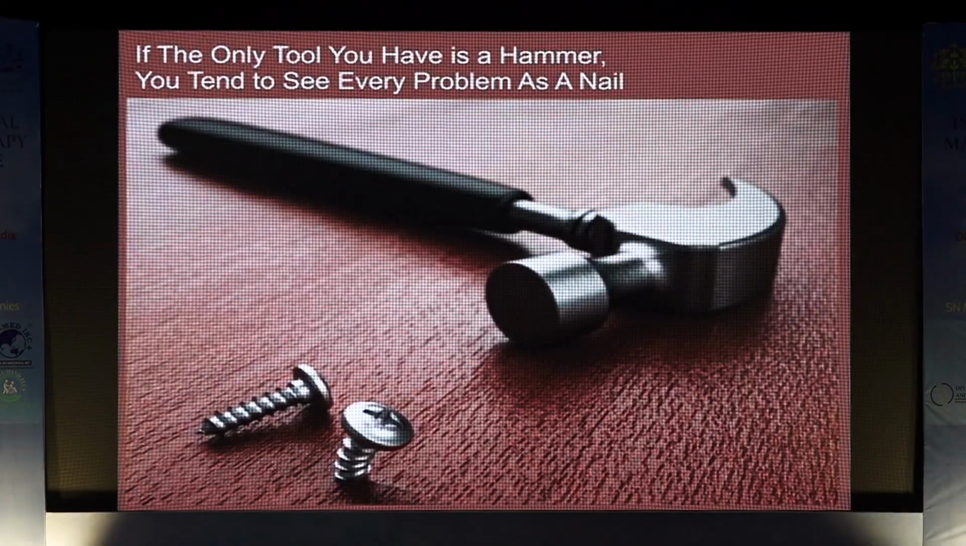So if the only tool you have is a hammer, you tend to see every problem as a nail. I'm not going to cover only one particular concept here. I have merged and mixed many concepts in the last 33 years of my practice. I have realized every concept has its own strength and its own weakness. So what we have done, we have made a lassi out of all the concepts. So I'm not going to teach you one particular concept. I'm going to teach you the best of each concept.